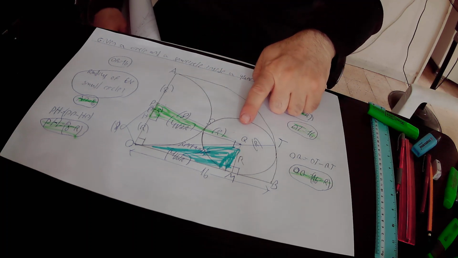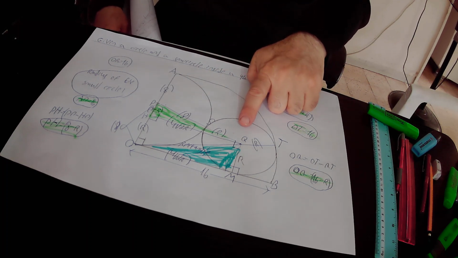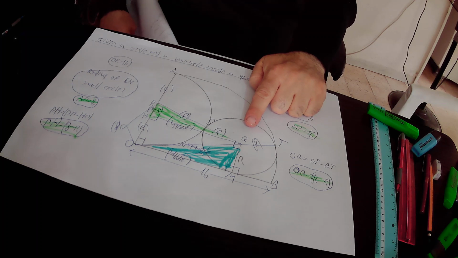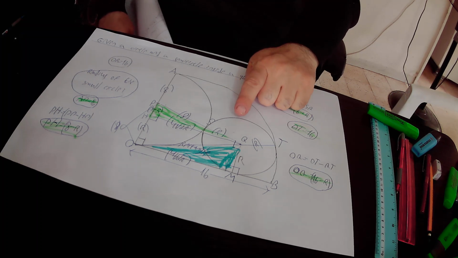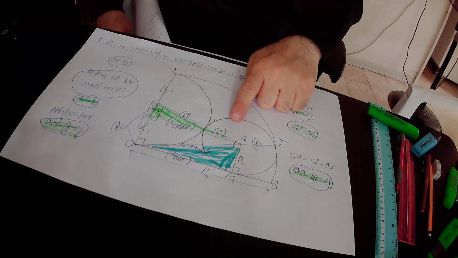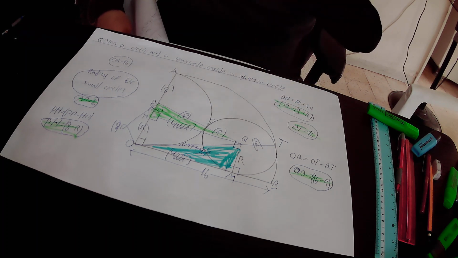What is the definition of line segment QS? Line segment QS starts from point Q, the center of the small circle, and ends at point S, a point on the small circle itself. So this is exactly the definition of a radius. Therefore QS equals R, the radius of the small circle.